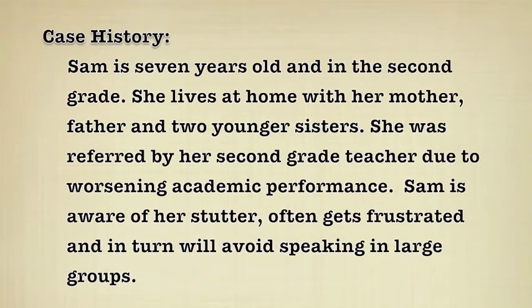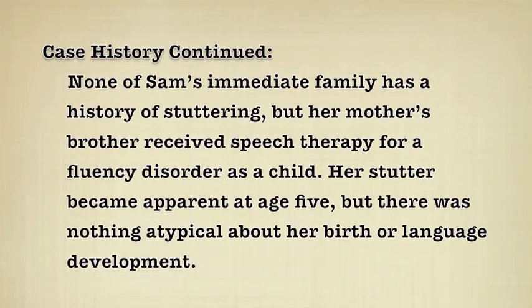Sam is 7 years old and in the second grade. She lives at home with her mother, father, and two younger sisters. She was referred by her second grade teacher due to worsening academic performance. Sam is aware of her stutter, often gets frustrated, and in turn will avoid speaking in large groups. None of Sam's immediate family has a history of stuttering, but her mother's brother received speech therapy for a fluency disorder as a child. Her stutter became apparent at age 5, but there is nothing atypical about her birth or language development.